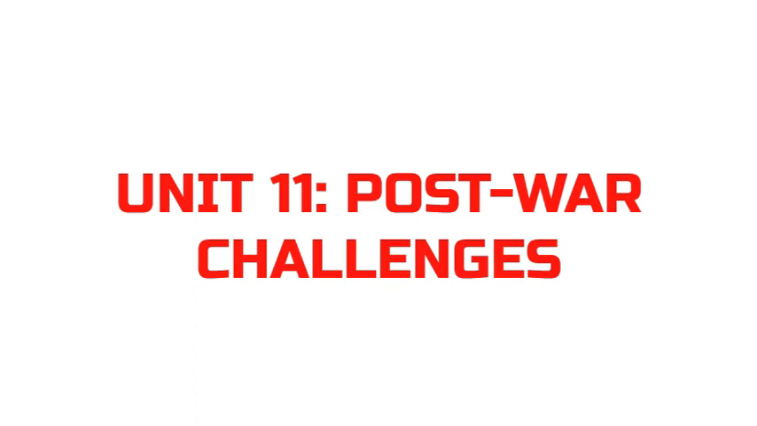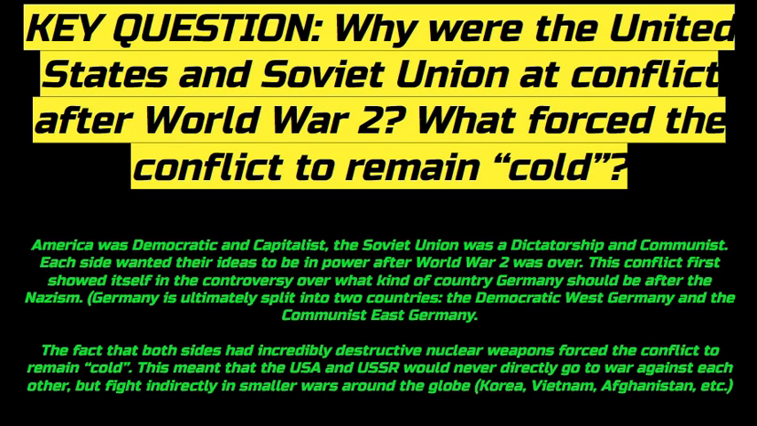Unit 11, Post-War Challenges, the last unit, exciting. We're almost at the end. Why were the United States and Soviet Union at conflict after World War II? What forced the conflict to remain cold? Well, America was democratic and capitalist. The Soviet Union was a dictatorship and communist. Each side wanted their ideas to be in power after World War II was over. This conflict first showed itself in the controversy over what kind of country Germany should be after Nazism. Germany is ultimately split into two countries, the democratic West Germany and communist East Germany.